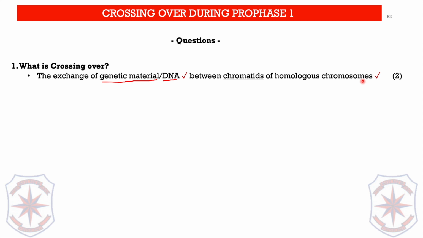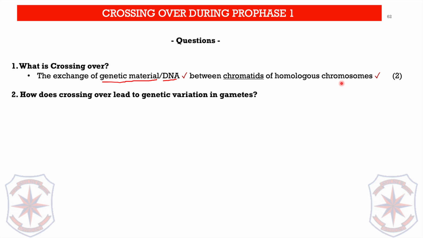Guys, please be particular about the definition of this term. What is being exchanged is the genetic material, not the genes. It is a portion of the DNA that is being exchanged. Do not say genes, because you will be discredited. We are exchanging genetic material, or DNA, between chromatids, please, of homologous chromosomes.